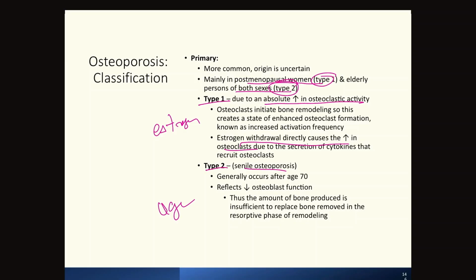Type 2, age-related senile osteoporosis, is generally after age 70, so they have to be very old. The result reflects decreased osteoblast function. So type 1 is increased osteoclast activity, breaking bone down faster. Type 2 is reduced osteoblast activity, so we're not building it back as fast, so we're still losing it.